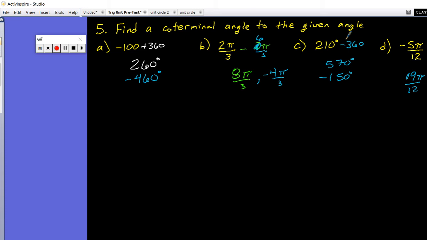You could also subtract by the same amount. Negative 5 minus 24 is negative 29 pi twelfths. So to find the coterminal angle, just add 360 or minus 360, and that'll give you an angle that is coterminal with the given angle.